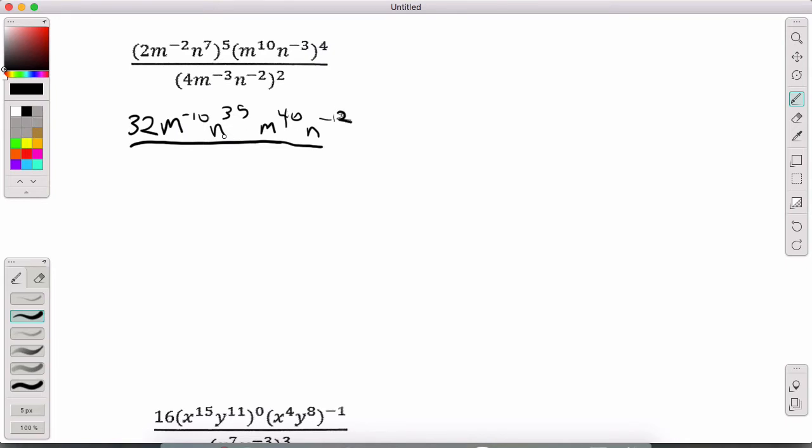Now I'm going to work in my denominator, 4 to the 2nd power. M negative 6 and negative 4. That was my first pass through on the problem. In my second pass through, I'm going to combine, and then I can begin to simplify.